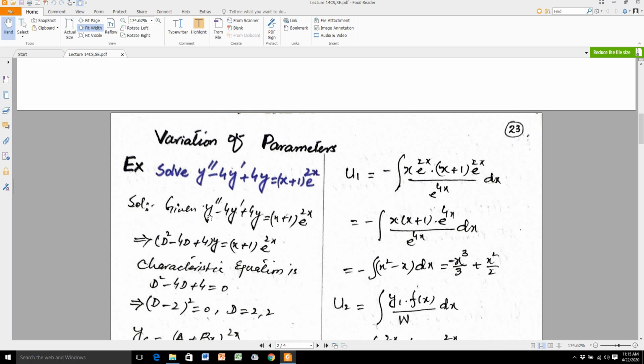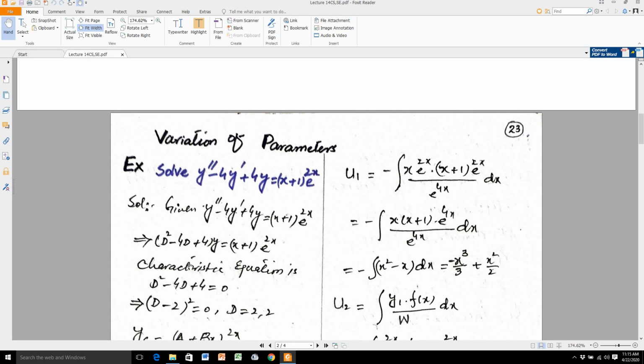The given differential equation is y double prime minus 4y prime plus 4y is equal to x plus 1 then e raised to the power 2x. When you replace the derivatives by their differential operators, we get this form. This implies that d square minus 4d plus 4 into y is equal to x plus 1 into e raised to the power 2x. First of all, we move toward the characteristic solution.